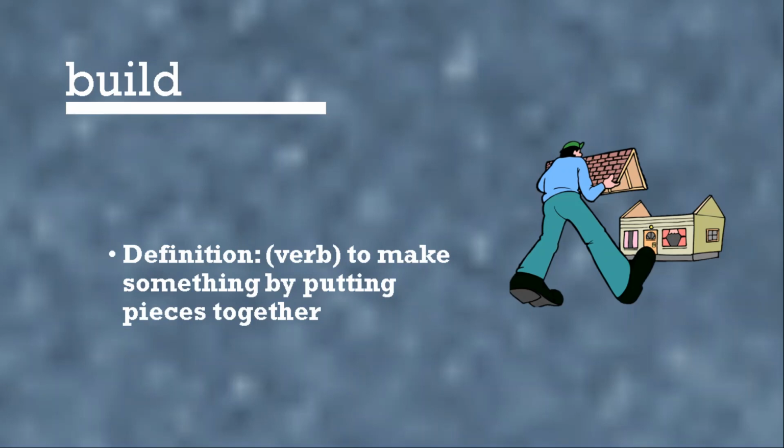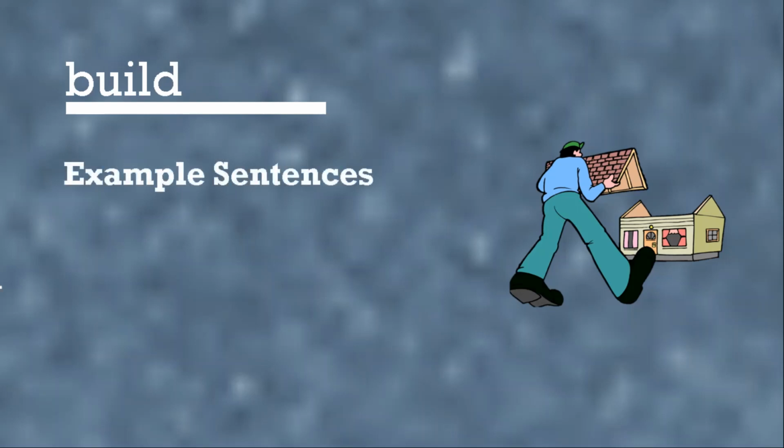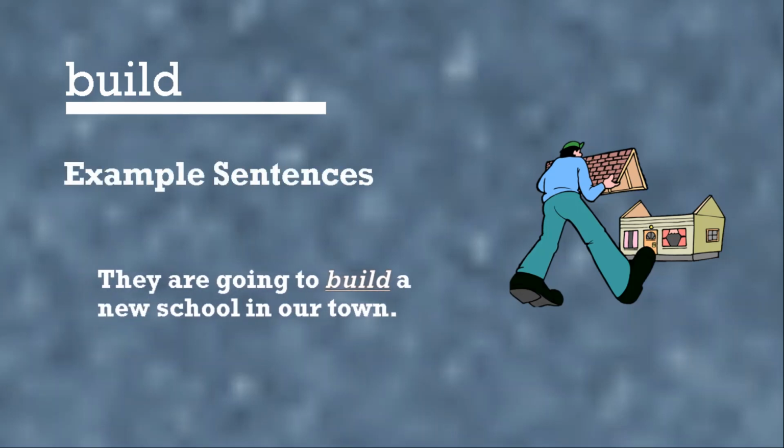To make something by putting pieces together. That means having small pieces or having different kinds of materials with you, whether it be thought or material, you can use it to build something, or you can put it together, and what you're doing is you're building something. You're putting pieces together. Some example sentences are this: they are going to build a new school in our town.